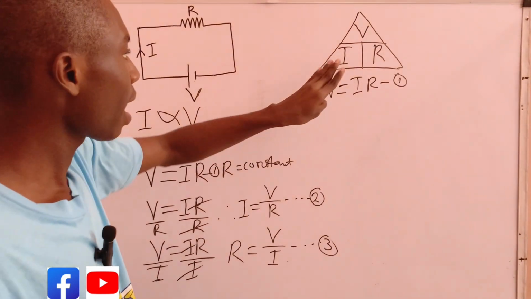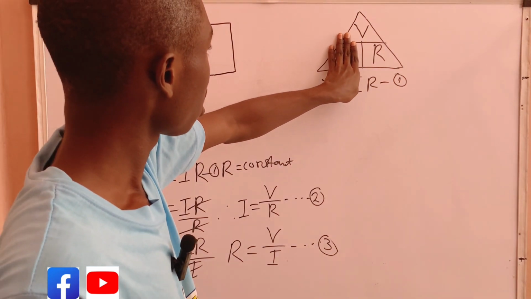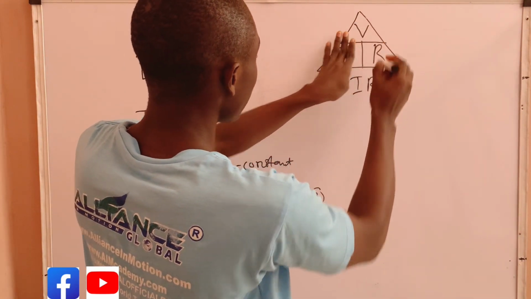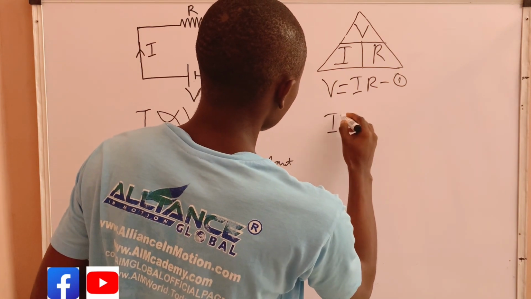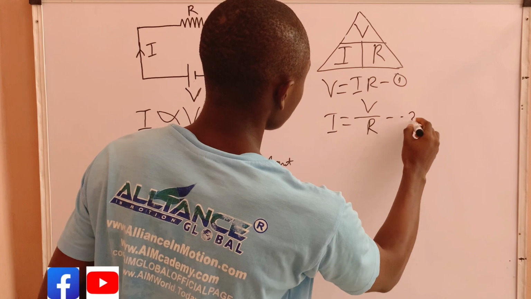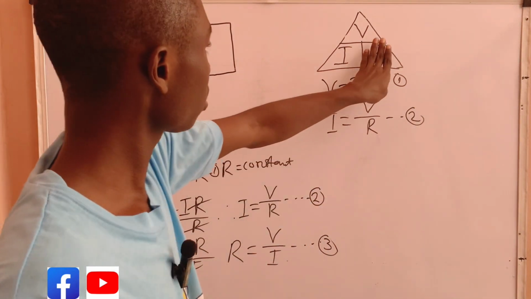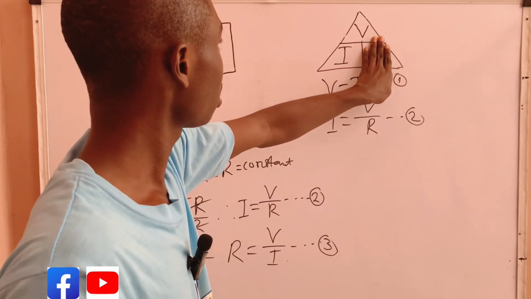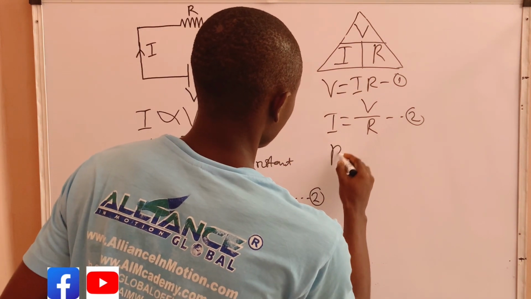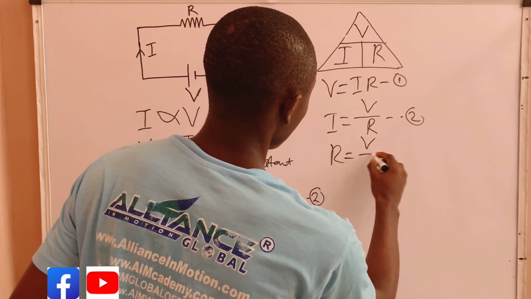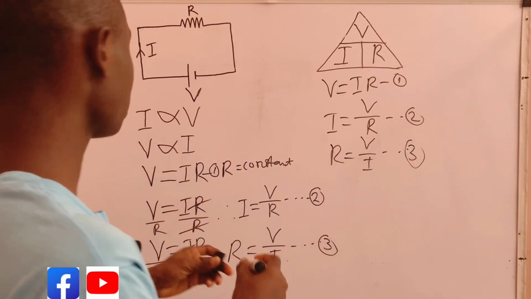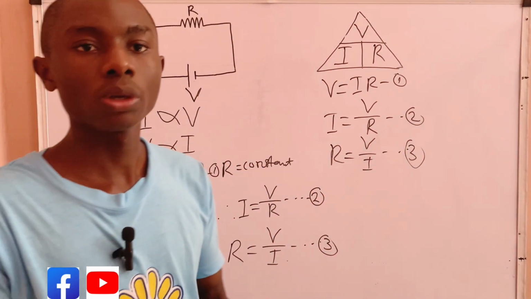If I should cover I, I'm going to see V divided by R, so I will be equal to V divided by R, which is equation 2. Then if I should cover R, I'm seeing V over I. So this is the easiest way to remember these 3 Ohm's law equations.